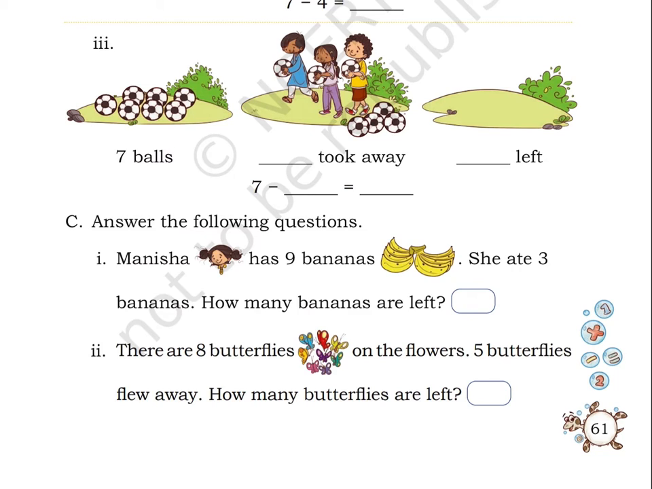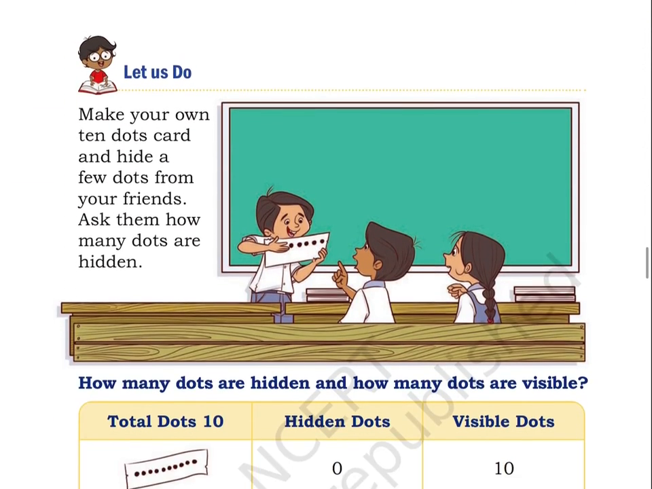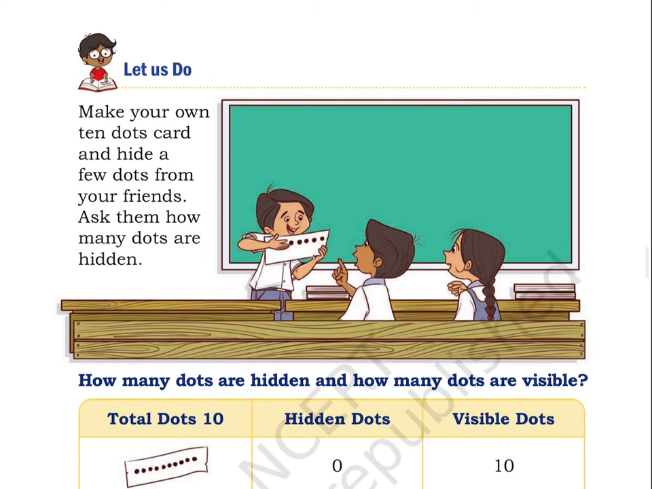C. Answer the following questions. 1. Manisha has 9 bananas. She ate 3 bananas. How many bananas are left? Blank. 2. There are 8 butterflies on the flowers. 5 butterflies flew away. How many butterflies are left? Blank.